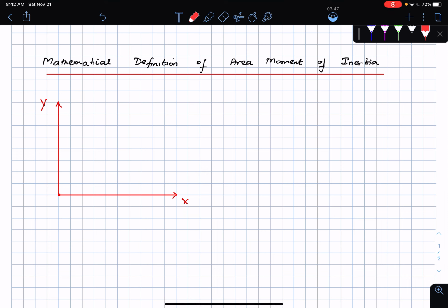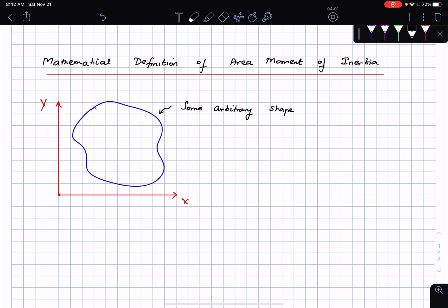Then I have some arbitrary body sitting here, some arbitrary shape of area capital A. And on this arbitrary shape, I'm going to look at an infinitesimal area, meaning a very, very tiny, small area. Let me draw it in the form of a rectangle. I guess it became a square, but well, once again, it's getting to be a circle.